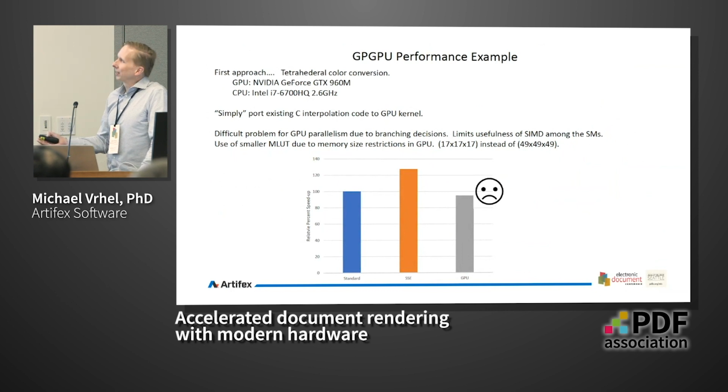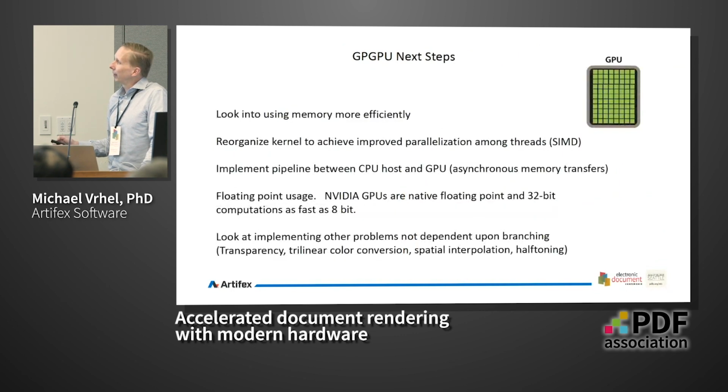A lot of that, again, is due to one of the primary things, which is branching. The next step is, how can I fix this to make it go faster? Well, probably looking at using memory more efficiently, possibly reorganizing the actual code, and trying to improve the parallelization. A big thing, though, is this right here.